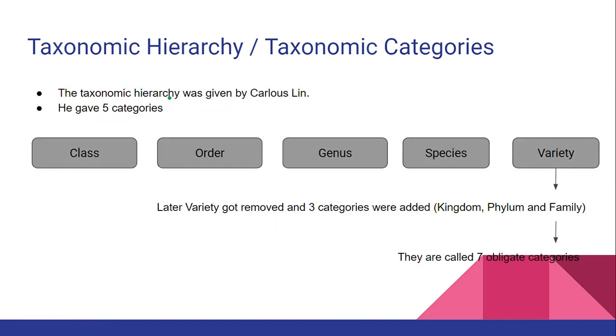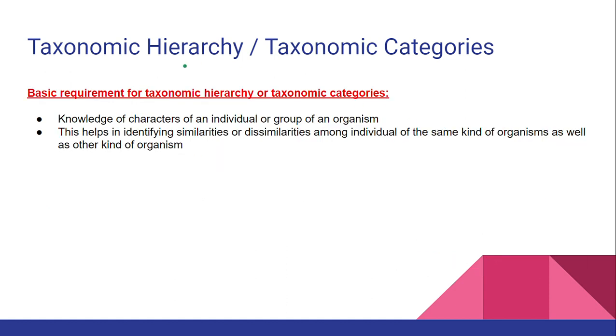Okay. Now see here, the taxonomic hierarchy was given by Carl Linnaeus. He gave only 5 categories, but we studied 7 categories. So class, order, genus, species and variety were given by Carl Linnaeus. When we studied the 7 categories, did we study the variety? No, we did not study the variety. So variety was removed later on, and 3 categories were added instead of variety. That is kingdom, phylum and family. These are finally called the 7 obligate categories, right?